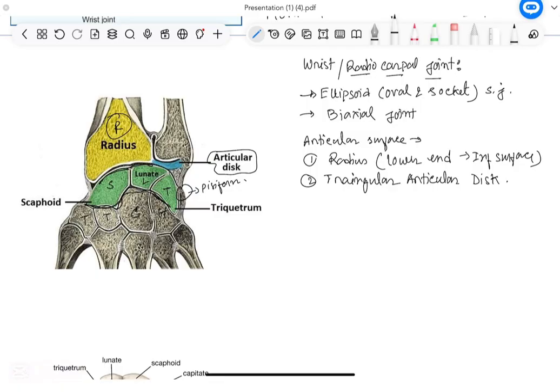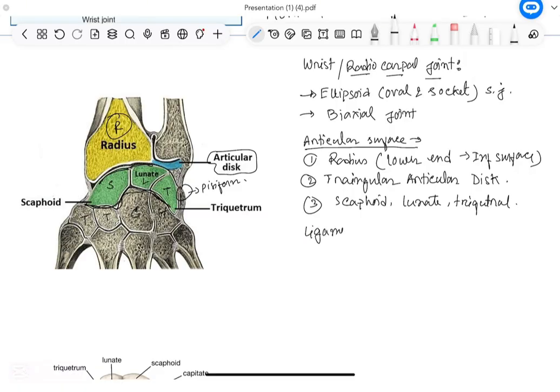Then in the distal area, what are they? Scaphoid, lunate and triquetral. The pisiform bone also helps in articulating. So these are the articular surfaces.